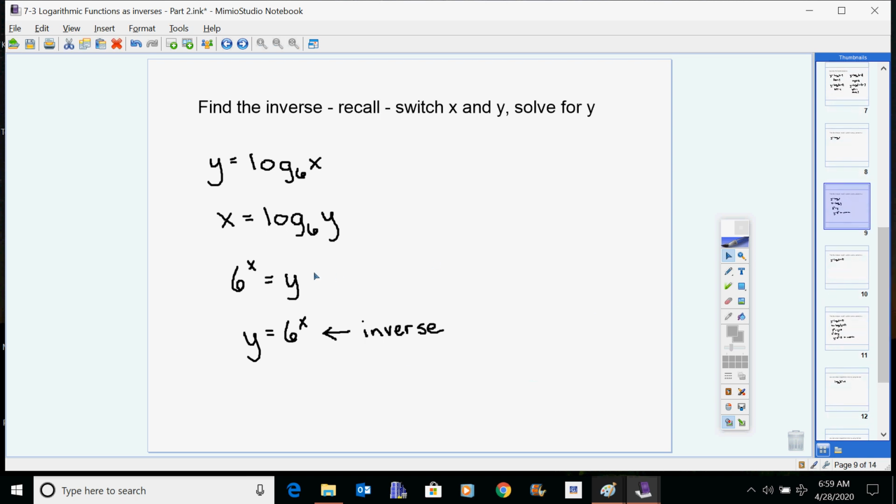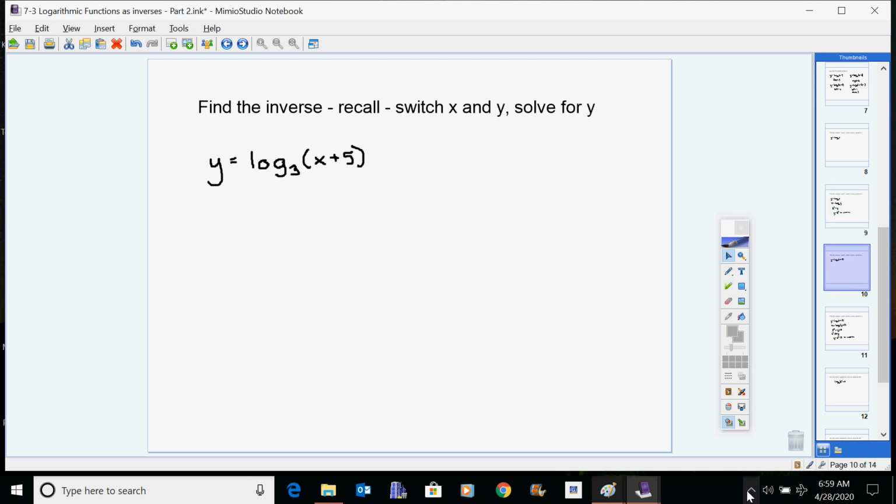Just to review on those things, you switch the x's and y's, and then you've got that. So once again, on this one, we need to switch your x's and your y's, and then solve for x. This one has slightly more to do with it, but not too much.